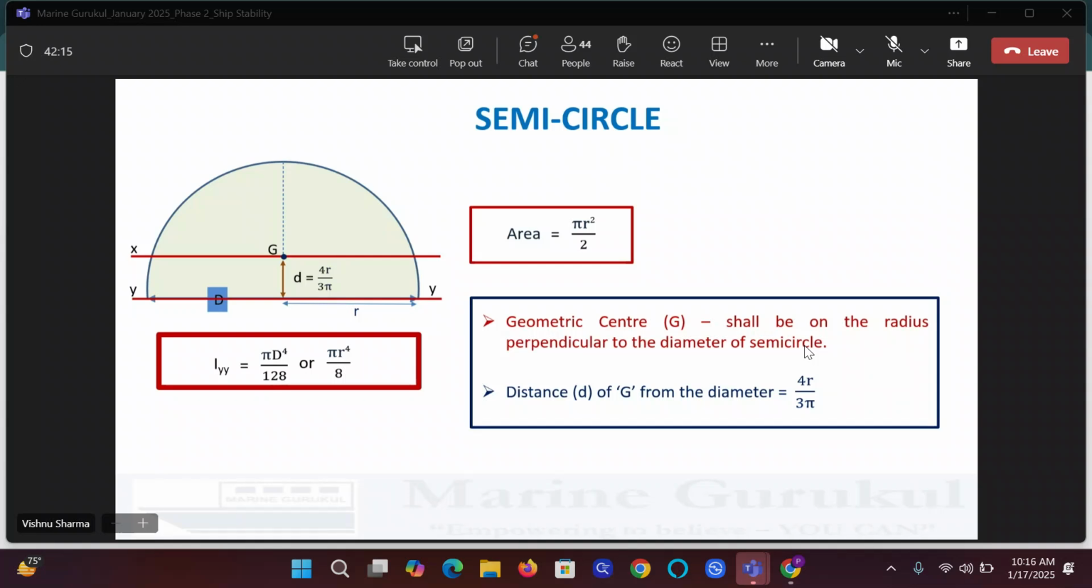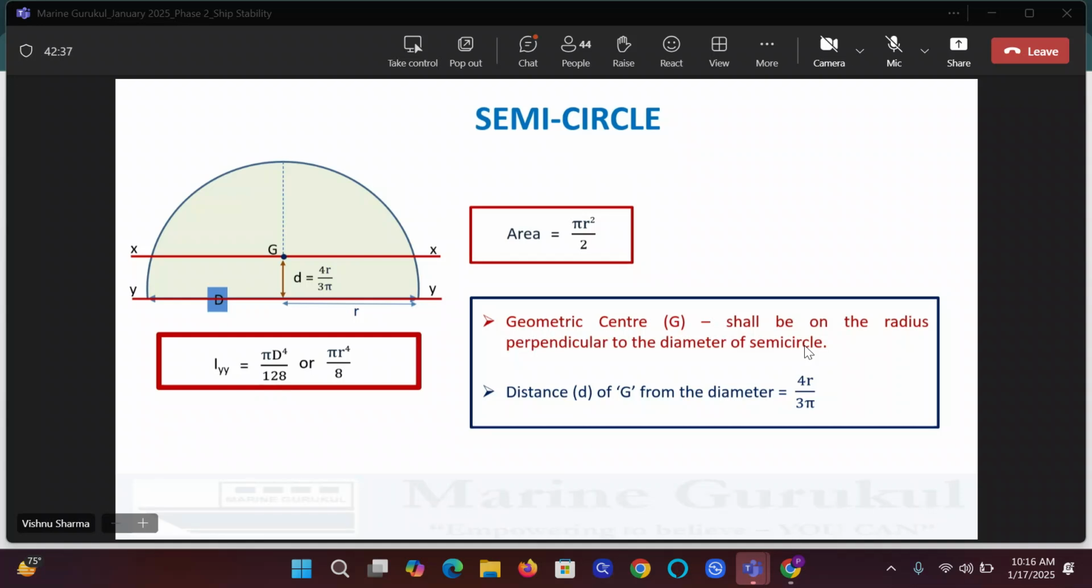Another is this axis. Would anybody like to describe the x-axis, guys? How can I describe the x-axis with reference to the diagram? Tell me. The axis is passing through the geometric center and parallel to the diameter. Very good. The x-axis is passing through G and parallel to the diameter.